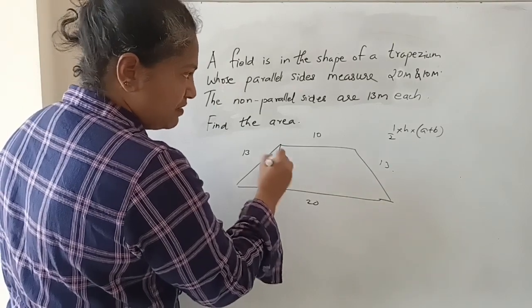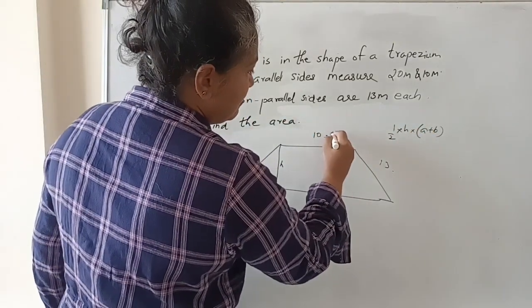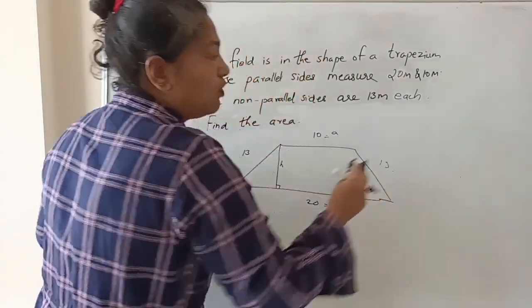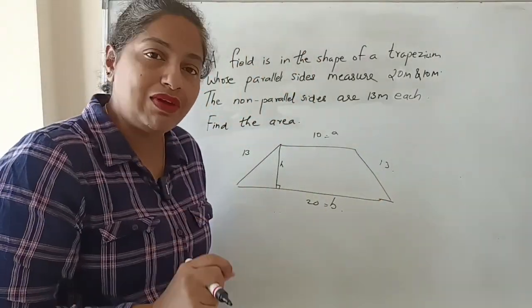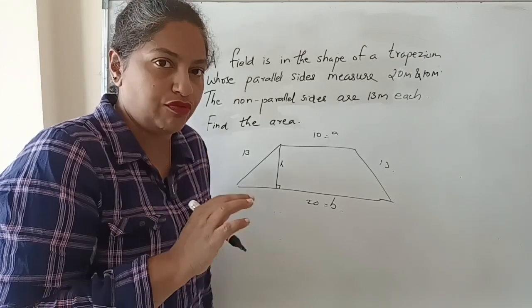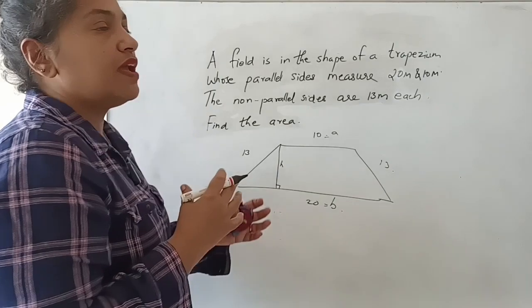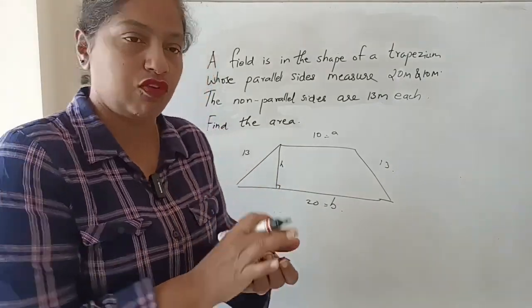This is the height of the trapezium, h. Now a and b, this is a and this is b. Okay. Now in this case, we do not know how to find the value of h. Let us figure out whether we can find the value of h, or whether there is any possibility for us to apply Heron's formula, or can we find the area without applying Heron's formula.